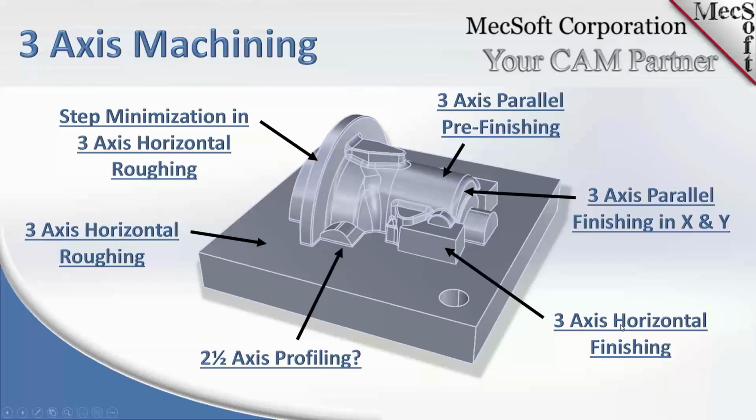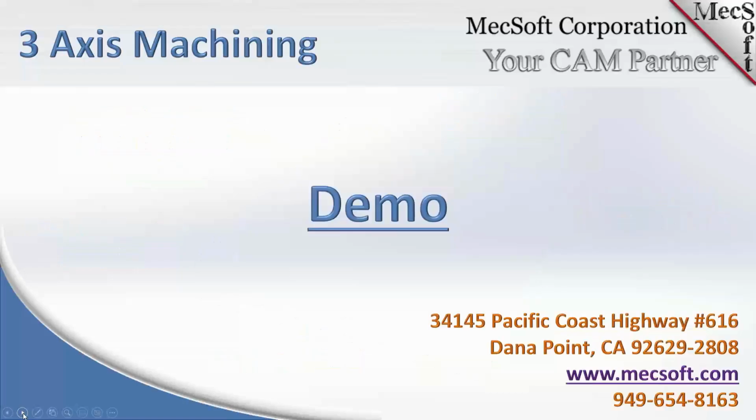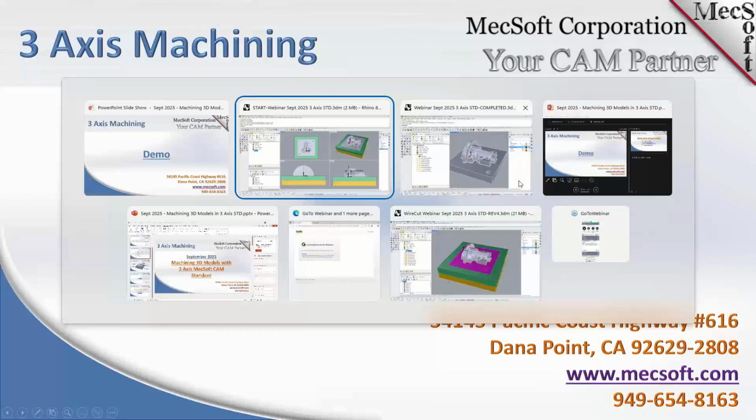We'll be looking at horizontal finishing for the walls that are nearly vertical, and we're going to be looking at 2.5-axis profiling as it compares to 3-axis and what we're going to be doing in 3-axis. So we're going to show the difference of the two and why one is obviously better than the other. So let's go ahead onto the demo portion, and let's bring up our part here.